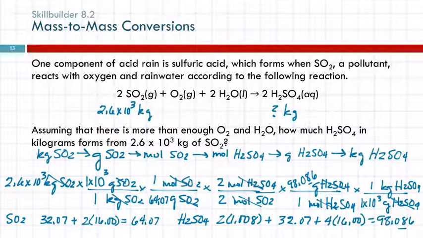Okay, start at the left and move to the right. 2.6 EE3 times 1 EE3 divided by 64.07 times 2 divided by 2 times 98.086 divided by 1 EE3 equals, this is telling me 3980.39 kilograms.